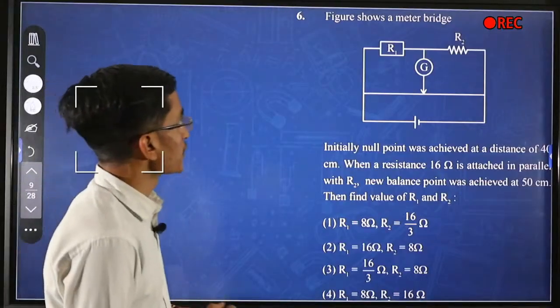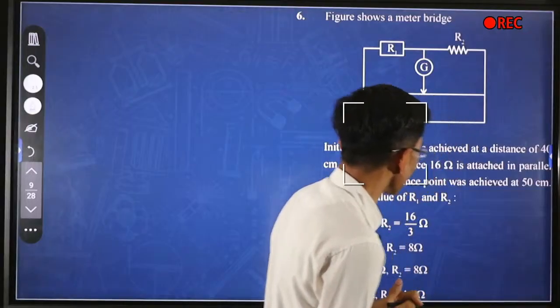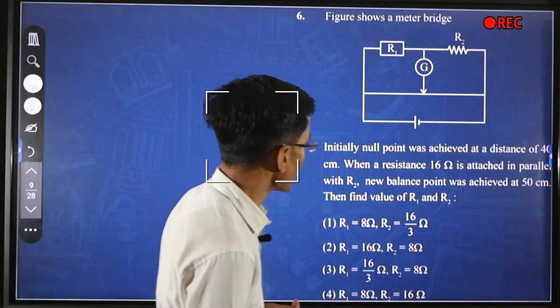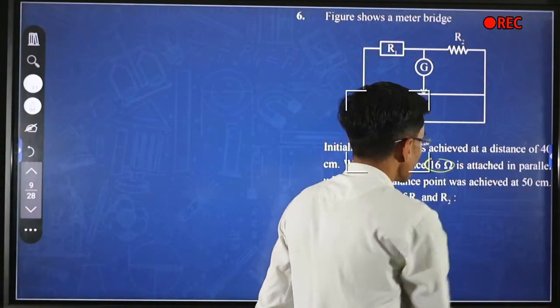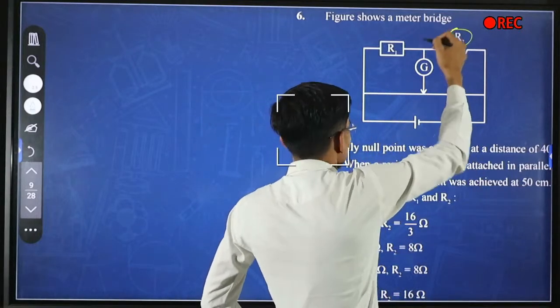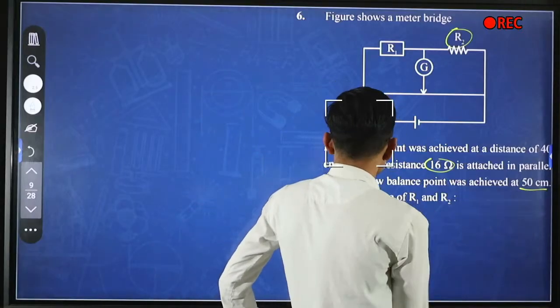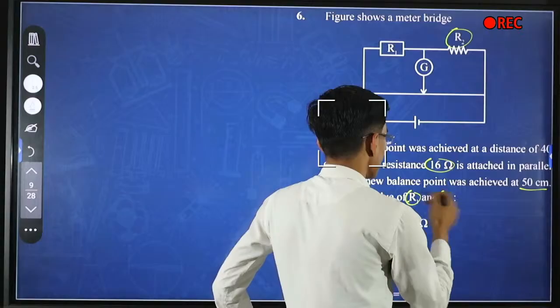Next one: the figure shows a meter bridge. Initially, the null point was achieved at a distance of 40 cm. Then a resistance of 60 ohm is attached in parallel with R2, and the new balance point was achieved at 50 cm. Then find the values of R1 and R2.